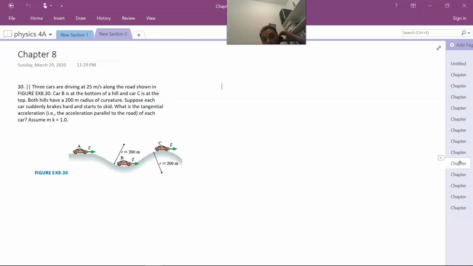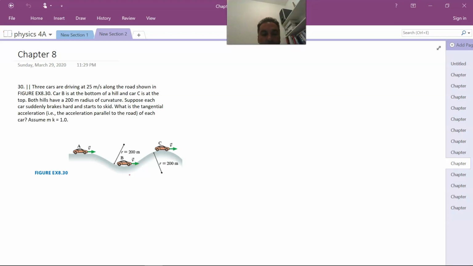Okay, this is a very good problem. It says 3 cars are driving at 25 meters per second along the road shown in this figure. Car B is at the bottom of a hill. Here is car B, and car C is at the top. Both hills have the same radius of curvature. Suppose each car suddenly brakes hard and starts to skid. What is the tangential acceleration of each car?